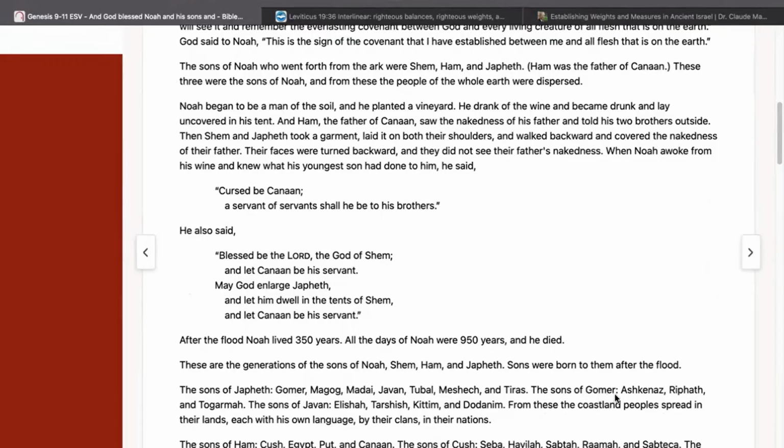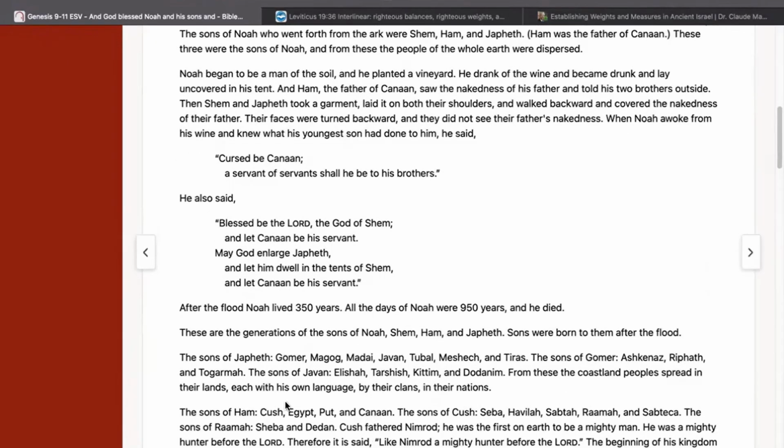The sons of Gomer: Ashkenaz, Riphath, and Togarmah. The sons of Javan: Elishah, Tarshish, Kittim, and Dodanim. From these, the coastland peoples spread in their lands, each with his own language, by their clans in their nations.